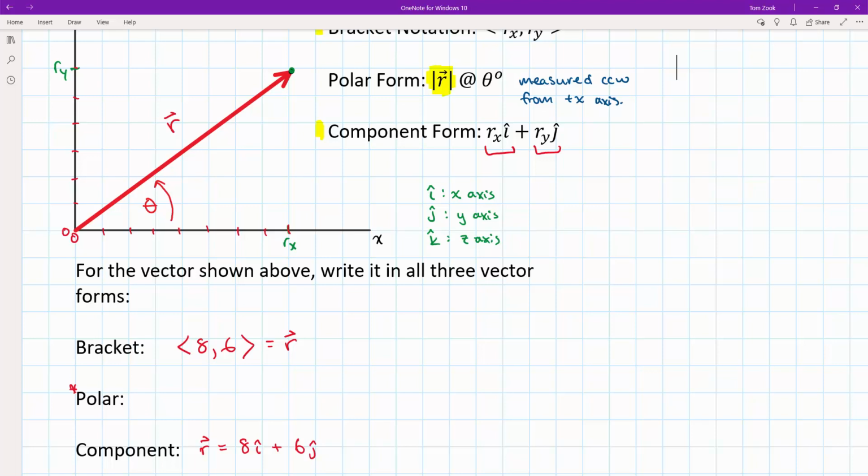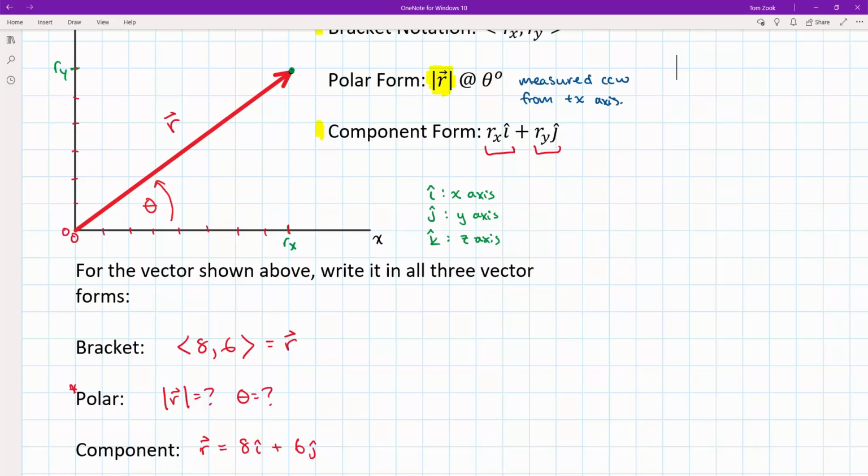Now you might think that seems kind of odd to write everything out like that when you have the bracket form, but it comes in handy later on when we're doing two-dimensional motion problems. Now, for the polar form, we need to figure out what the magnitude of the vector r is, and we need to figure out what the angle of the vector is.